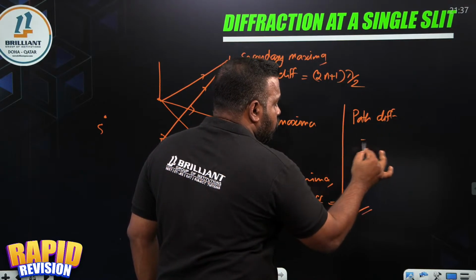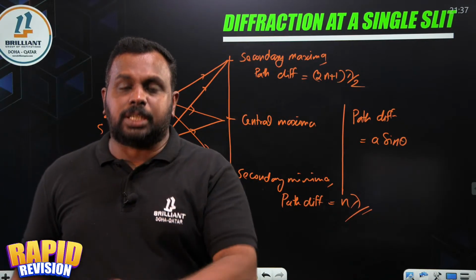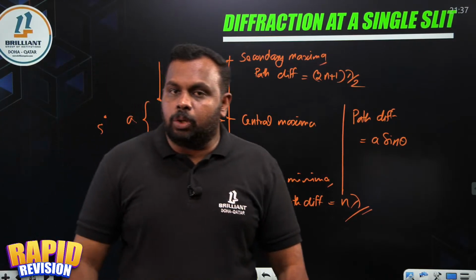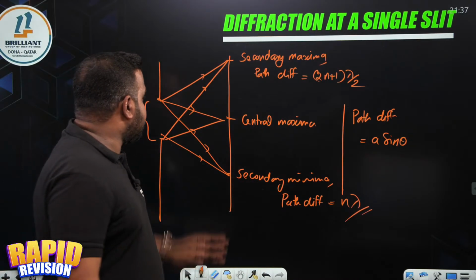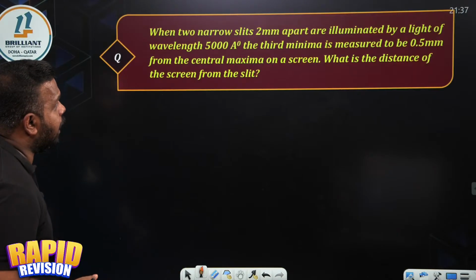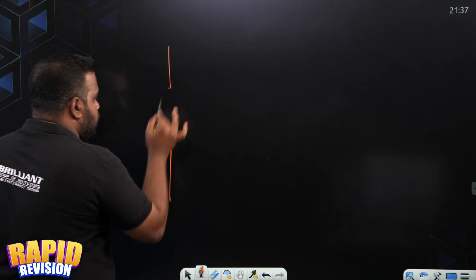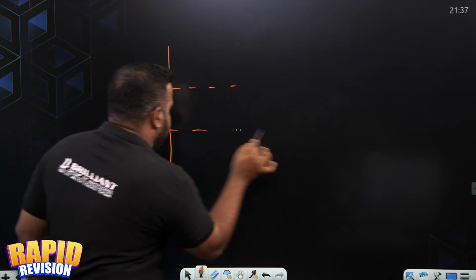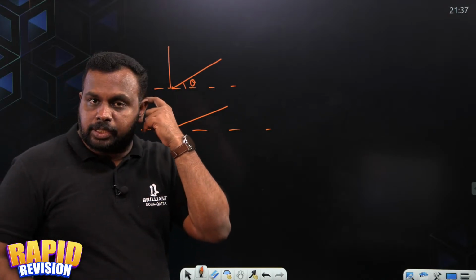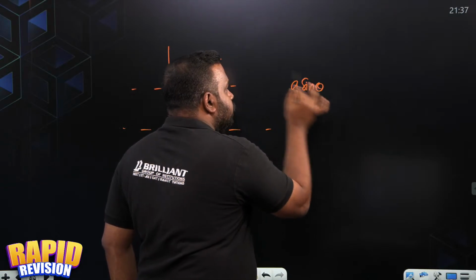Path difference is equal to a sin theta. What is a in it? a is the width of the slit, and theta is the angle of diffraction. Angle of diffraction means through how much angle the ray is bending. So please note that if this is the slit and the light is going straight like this, and it is bending in this way, this angle is called the angle of diffraction.